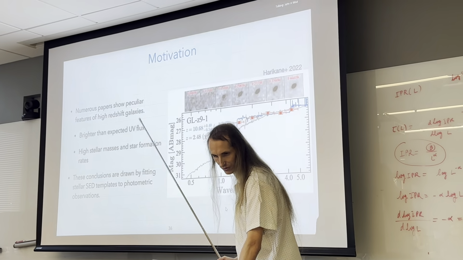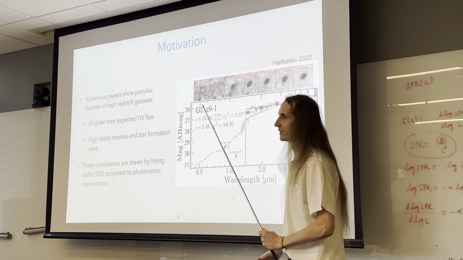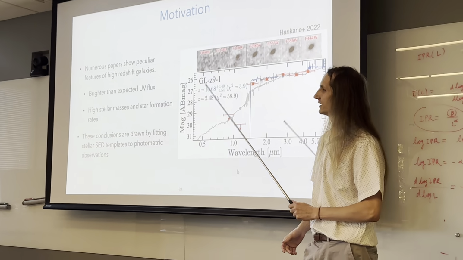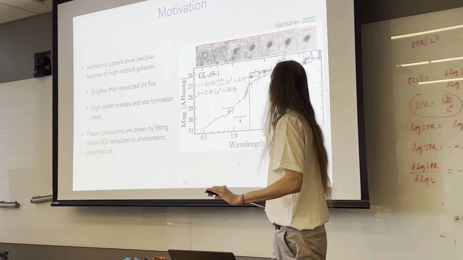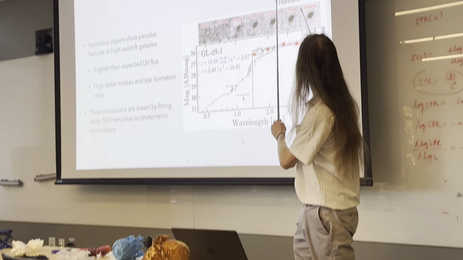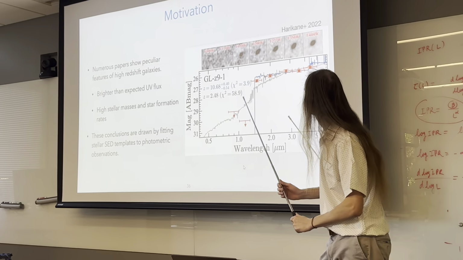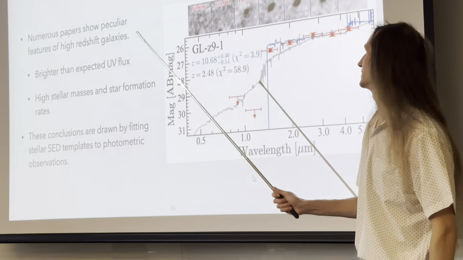Those are the things that we try to do. So why do we want to do this? Well, as soon as JWST released its first round of data, groups like Harikane et al. and Adams et al. 2022 started analyzing these images.